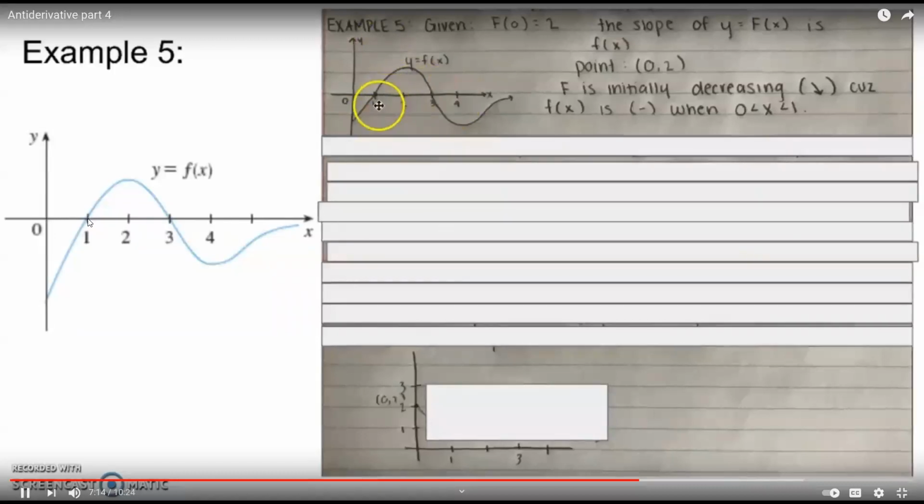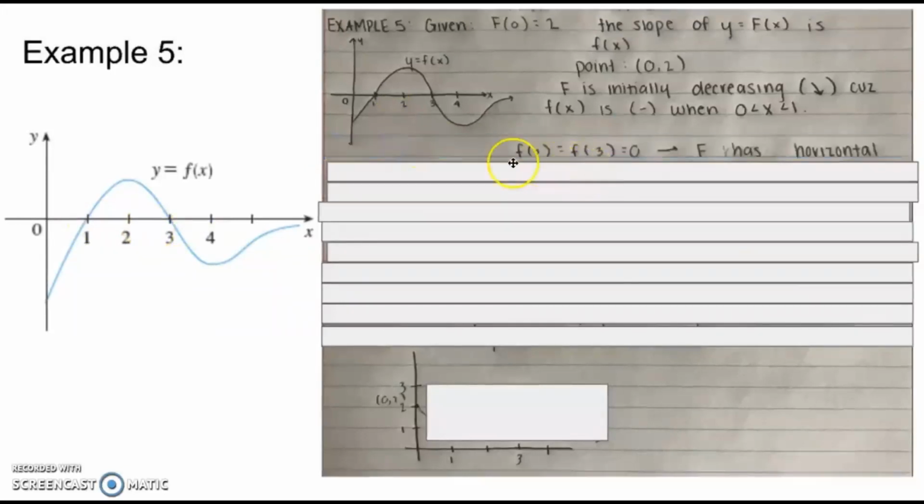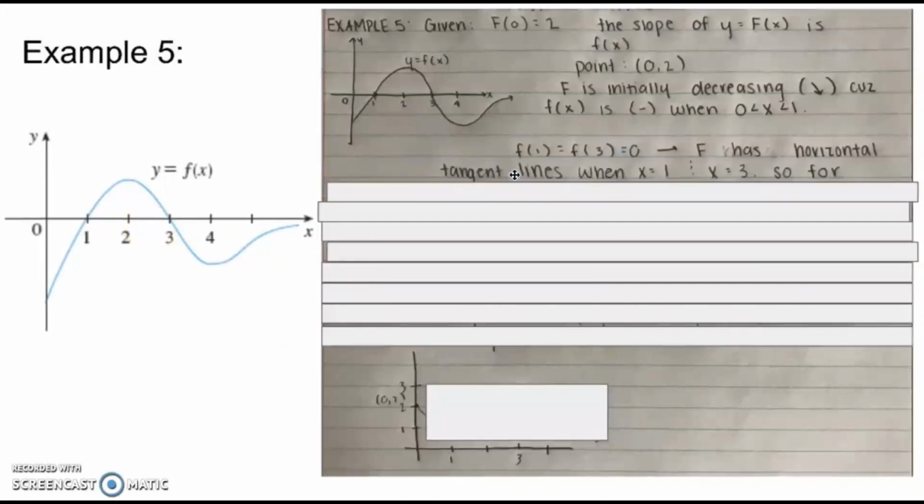You can also see from the graph, if we look at these points 1 and 3, that f of 1 is also equal to f of 3, which are both equal to 0, which means that F has horizontal tangent lines when x equals 1 and x equals 3.